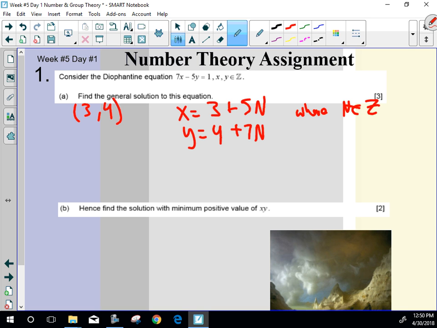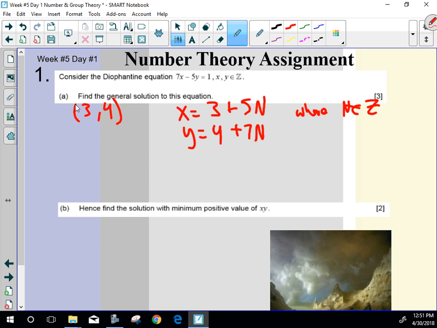Okay, so think about this. Let's say n was 1. Okay, so you get 8 and 11. Does that work? Did I do that right? If this is 8, then this will be 11. 7 times 8 is 56, and 5 times 11 is 55, 56 minus 55. Yeah, that works. So you could do that.